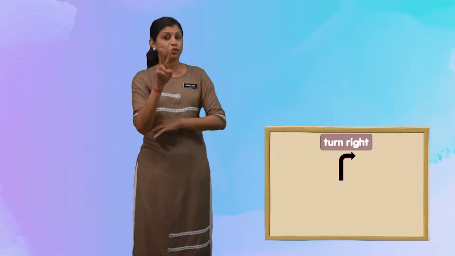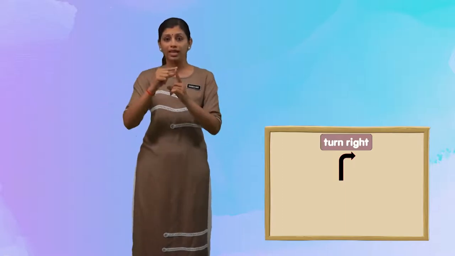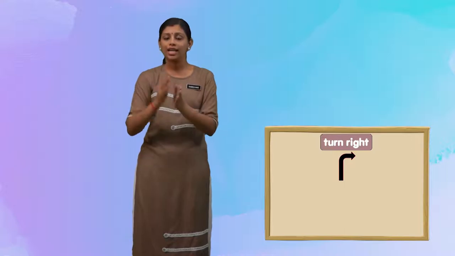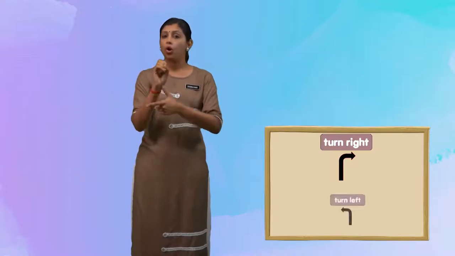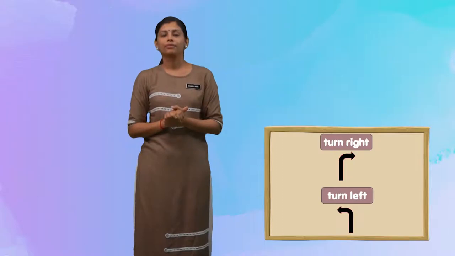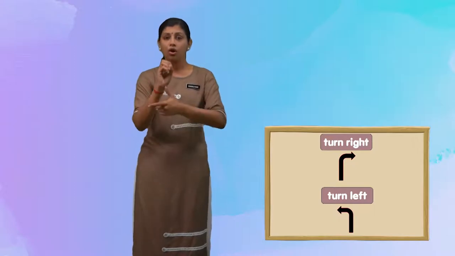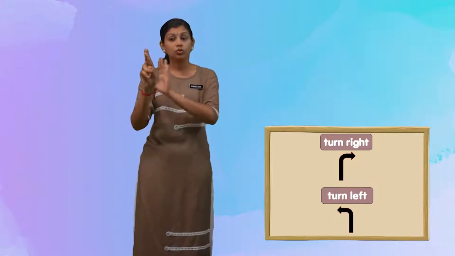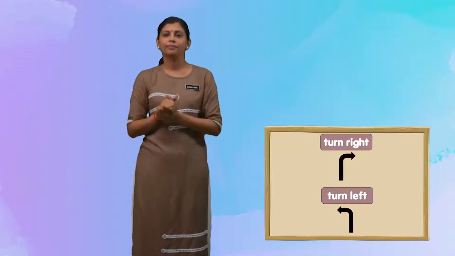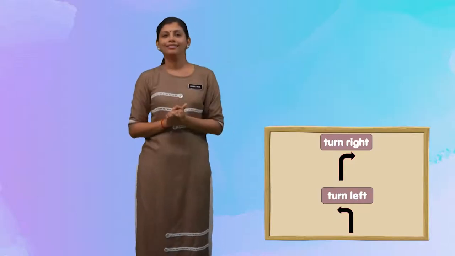The next word is, we have 2. See here. First, we must sign the word turn. T-U-R-N. Turn. Then, the word right or left. So, it will be turn right or turn left. Alright, sign the word right using your right hand, towards your right hand. And the word left, towards your left hand. Don't mix them.